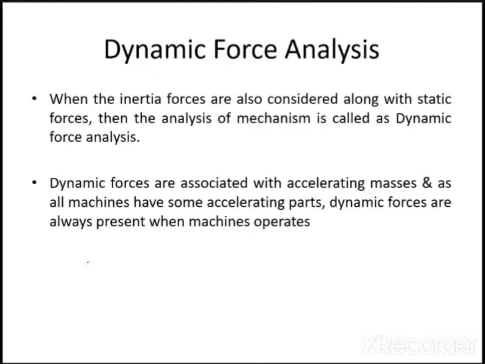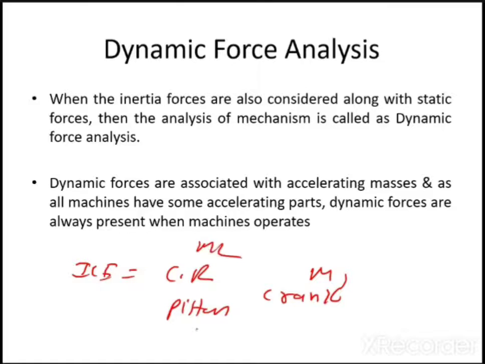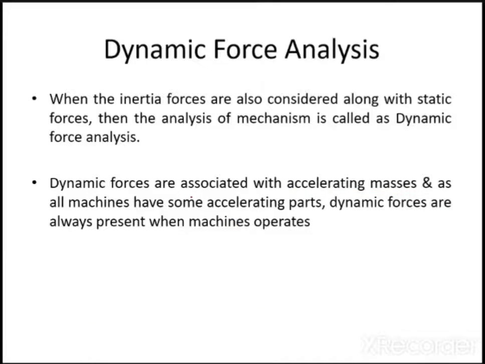For example, take an IC engine. In an IC engine, the connecting rod, piston and crankshaft have some masses m1, m2, m3. All are accelerating, meaning all are moving with respect to each other, with relative motion. So the connecting rod, piston and crank are moving, which means their masses are accelerating. So dynamic forces are associated with the accelerating masses, and all machines have some accelerating parts.